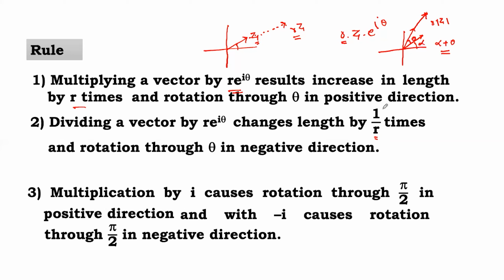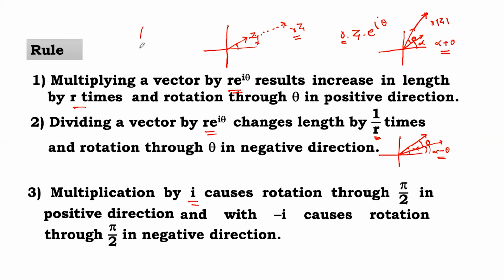And similarly, if I'm multiplying by 1 by r, this will decrease by r and the angle will decrease by theta. If this angle is alpha, and you have to decrease it by theta, then this angle comes as alpha minus theta, right? What if I'm multiplying this by I or minus I?